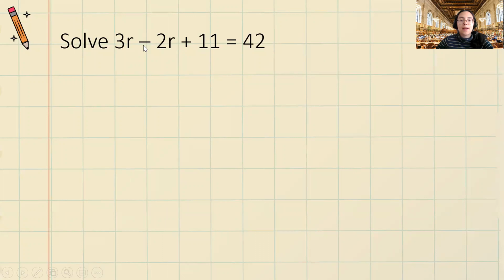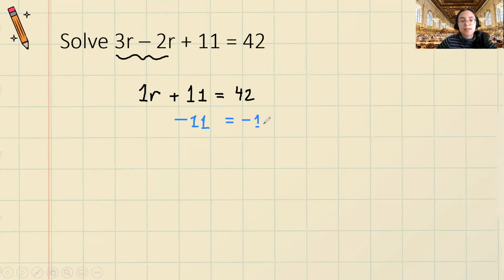And here we have 3r minus 2r plus 11 is equal to 42, and we're asked to solve. So I'm going to combine these two like terms, and this will give me just r, or you can write 1r plus 11 equals 42. This is my new equation, and I'm going to subtract 11 here because I want r by itself. And I'm going to do that to both sides. So minus 11, minus 11. These will cancel. And I don't have to write the 1. I can just write r.